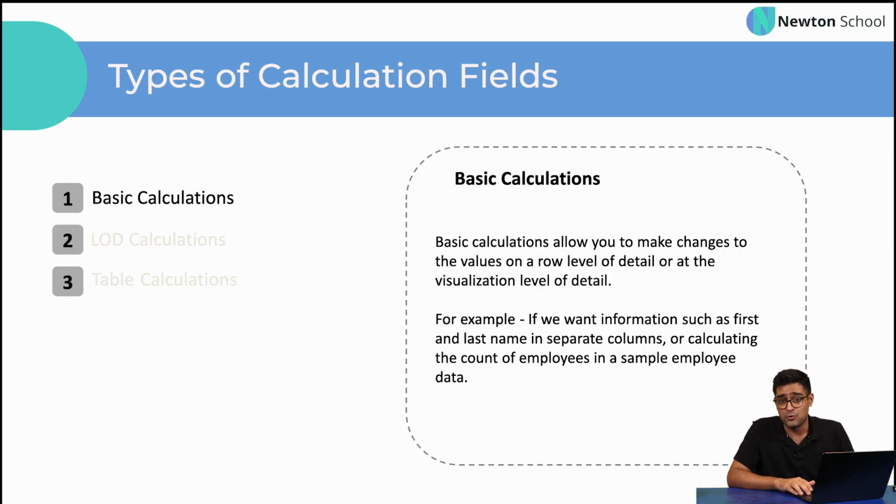Now, types of calculation fields. There are three types as you can see on your screen. One is basic calculations. Like I said, sum, average, normal row level of detail. You want to add or separate first and last name of someone. So these are very basic operations, not very complicated. So we term it as basic calculations. Again, it's very easy. So that's why this has been termed separately.